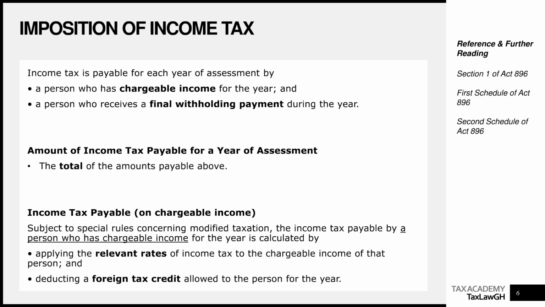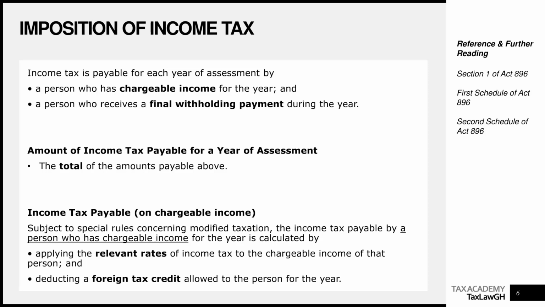Let me explain. The relevant rates will be found in the first schedule. It is the first schedule that tells us that companies in general are liable to a corporate income tax rate of 25%. It is the same first schedule of the Income Tax Act that tells us that mining companies and upstream oil and gas companies are liable to a corporate income tax rate of 35%. Once you go to the first schedule, what we are saying here is pick the relevant rate there and apply it to the chargeable income of the person. And then after getting that amount, you are allowed to deduct a foreign tax credit allowed to that person. Let me explain it basically here.